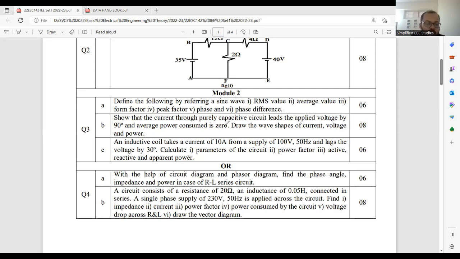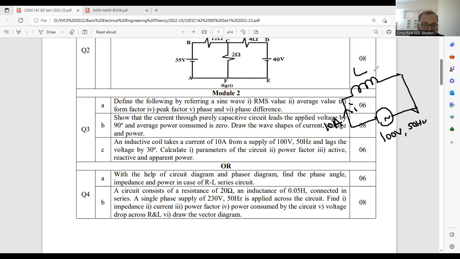So first of all, you have to draw the circuit diagram. It's a question related to pure inductor. The supply voltage is provided for you. What is the value of current? Current is 10 amps. The supply voltage is 100 volt, 50 hertz. The value of inductance is not given, right? It's not given.